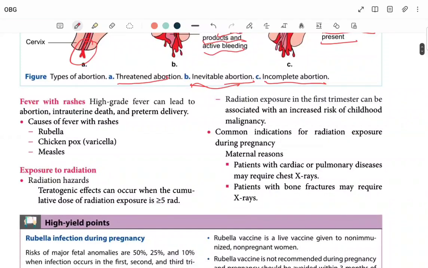Now next, about the history of fever with rashes. A high grade fever can lead to abortion, intrauterine death and preterm delivery. So the causes of fever with rashes are rubella, chickenpox and measles. So what are the causes for fever with rashes? Rubella, chickenpox, which is varicella, and measles.